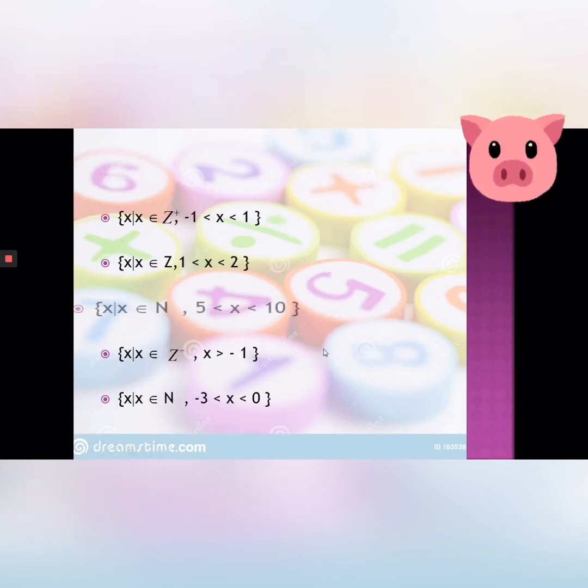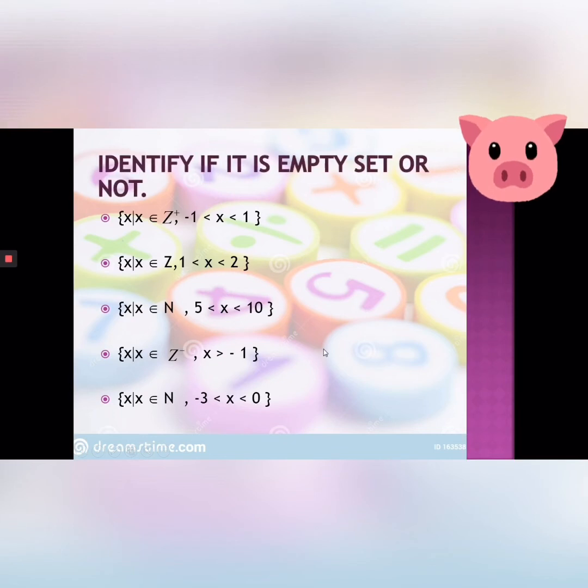In this example, we will apply the mathematical notations. The first example: x such that x is an element of Z to the power of positive sign. You all know that Z is the symbol of integers. Just to remind you, integers are numbers that are negative, 0, and positive. Now in this example, x is greater than negative 1 and x is less than 1. So the next value greater than negative 1 is 0.